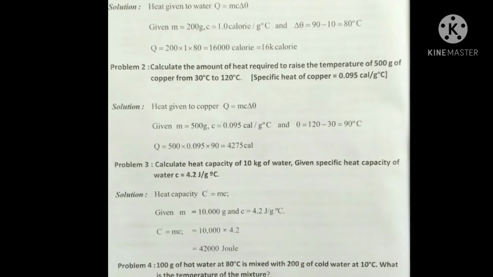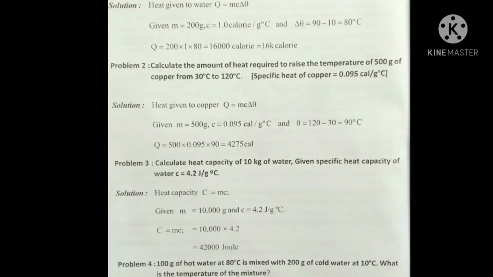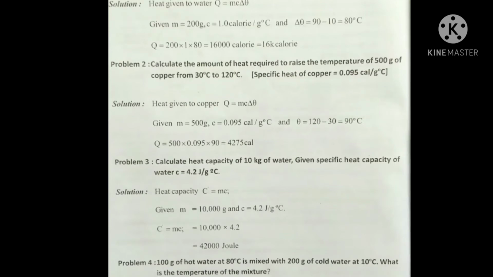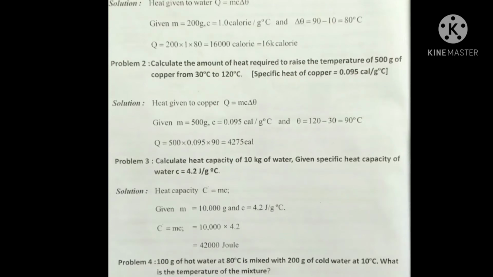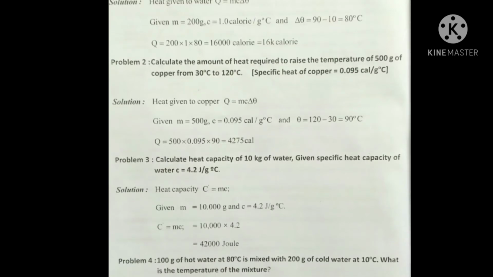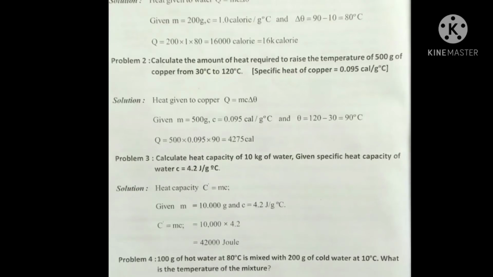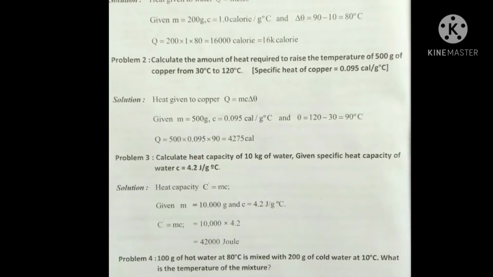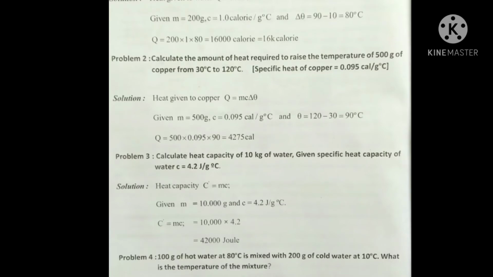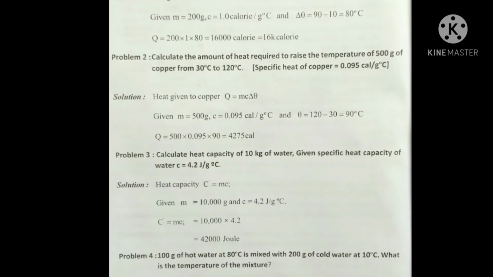Next problem, the third one. Calculate the heat capacity of 10 kg of water. Given the specific heat capacity of water c is equal to 4.2 joules per gram degree centigrade. Here heat capacity is equal to m into c, mass of the body and specific heat of the material. Here the specific heat of water is 1 calorie per gram degree centigrade.